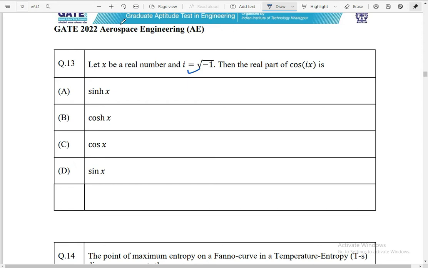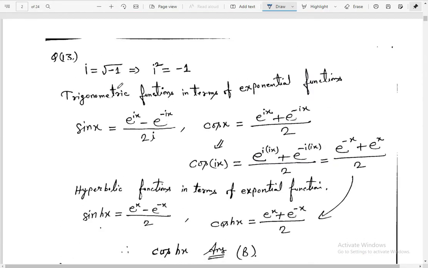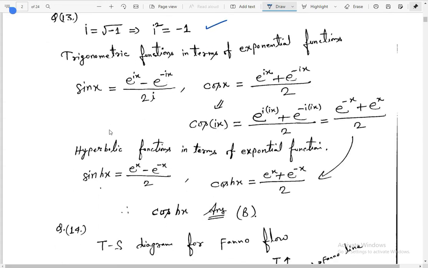So how to solve these questions? Actually, we can use i equal to square root of minus 1, and the trigonometric function in terms of exponential function. We have this formula for sin x and cos x. Please try to remember it, because this formula is very important in terms of trigonometric functions and exponential functions. So I will apply this formula because the question gives cos ix.